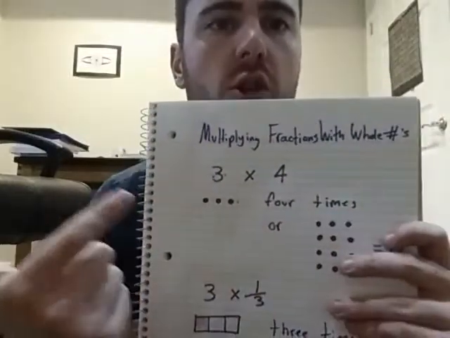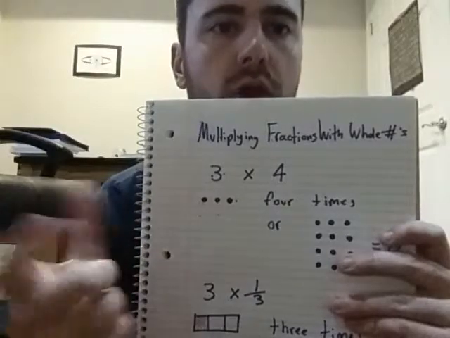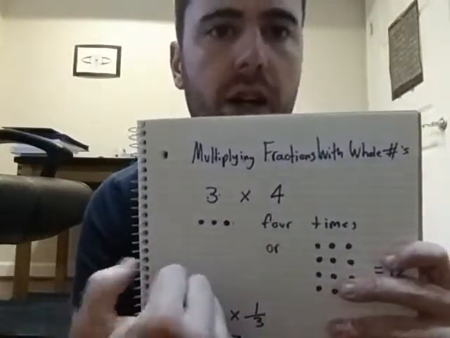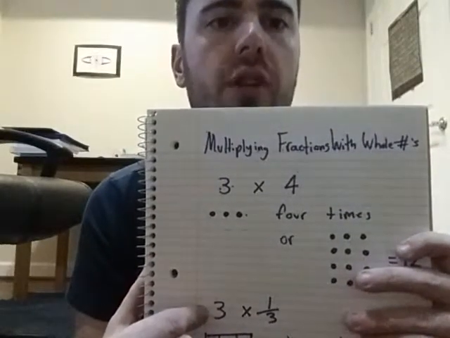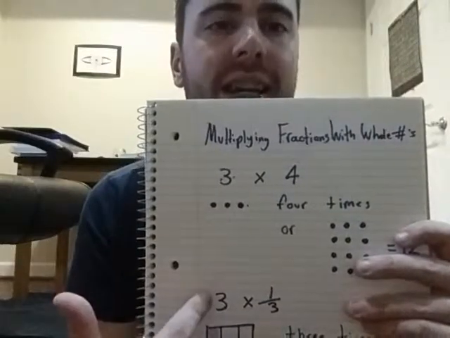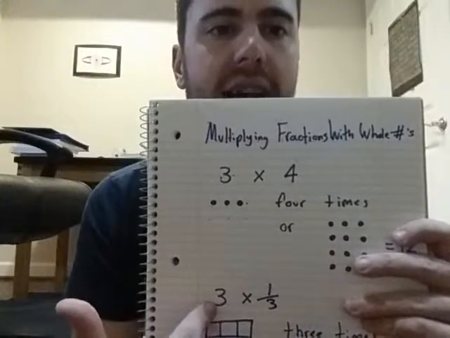Remember, because of the commutative property, it doesn't matter how you multiply stuff. You can multiply 3 times 4 or 4 times 3. It doesn't matter. So I'm going to do that because it's a little bit easier to represent visually, okay? So 3 times 1/3 is all you're saying is I have 1/3 and I'm repeating it 3 times, okay?